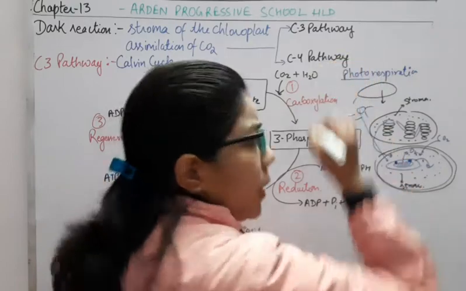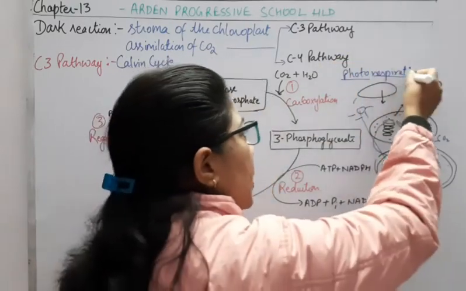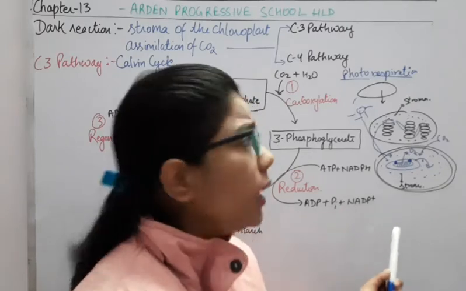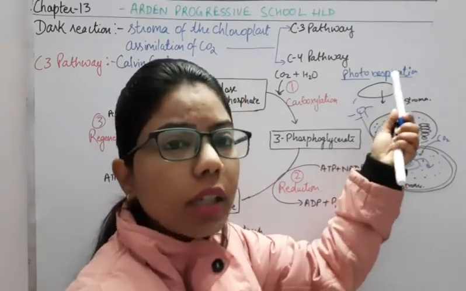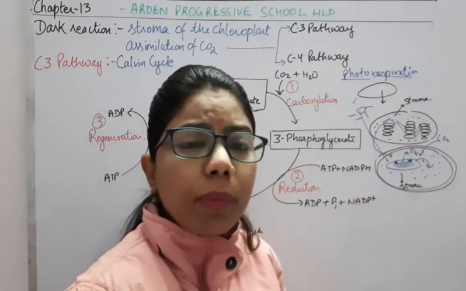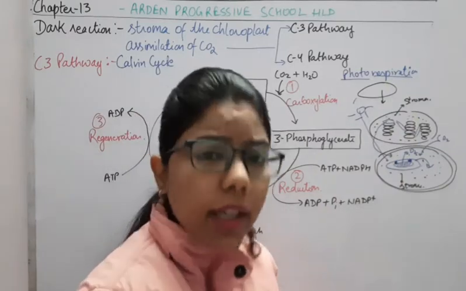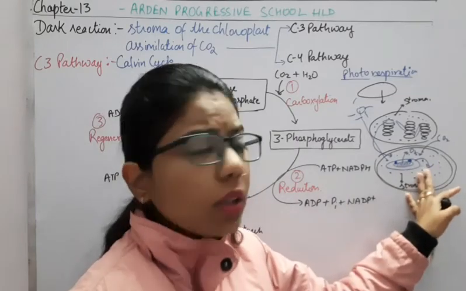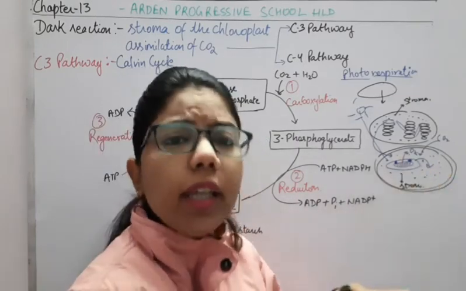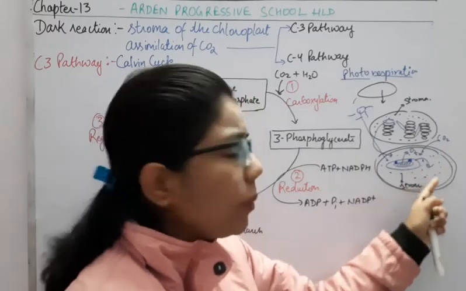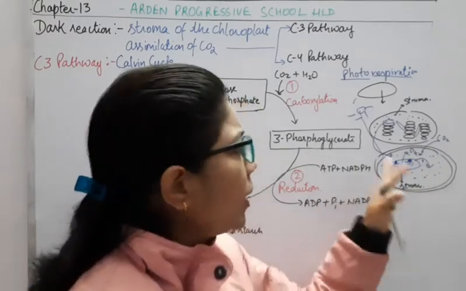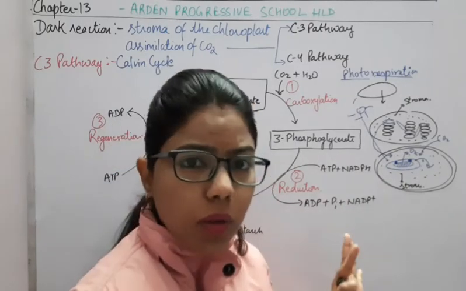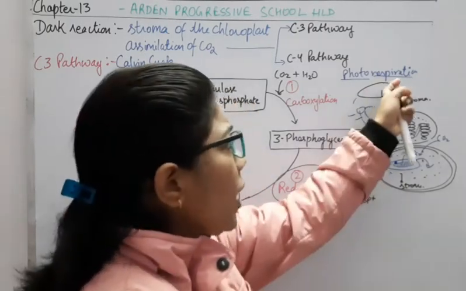Okay, what does it mean? Photo means in presence of light, and respiration means there will be breakdown of food or release of oxygen. During this respiration, we are releasing CO2, and plants also release CO2. So in this condition, oxygen will get fixed here, and it will not be able to form any food, and ultimately it is going to release CO2. So this is the condition which we have to discuss.